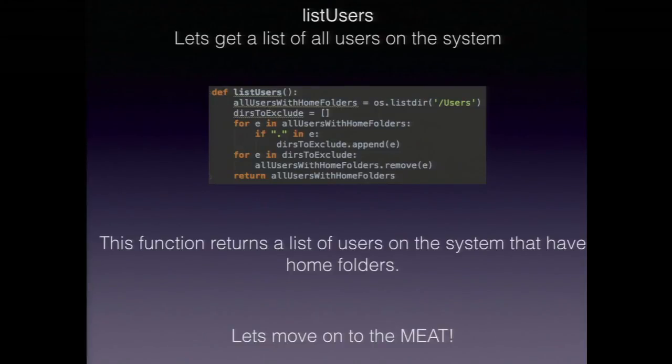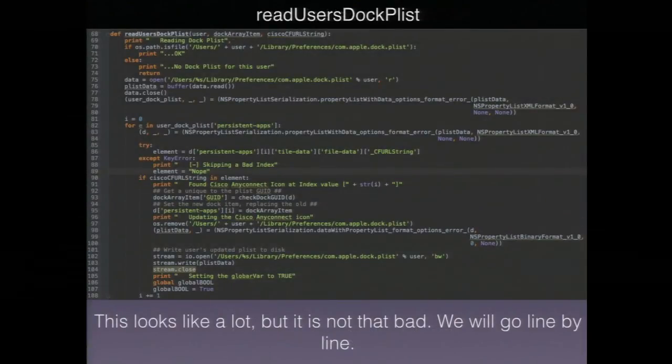Okay. So now we got our list of users. We got basically the key that we're going to be looking for in the plist for the old version of the Cisco app. And we have the dictionary that we're going to be inserting and replacing the old version with. We can go and get into the meat of the project, which is a function called read users doc plist, which does more than read. It actually does the replacing too, but it's just what I named it.